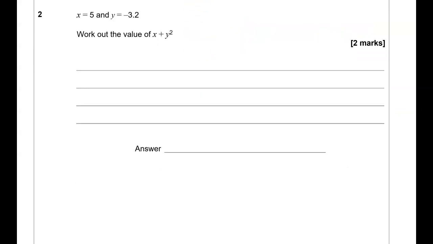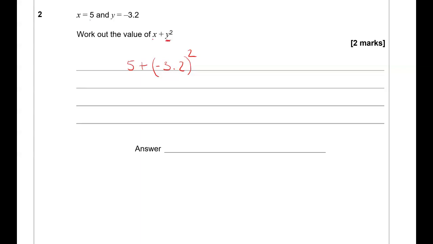x equals 5 and y equals -3.2. Work out the value of x plus y squared. So first we'll replace the letters with their values. So instead of x, we're going to put 5, plus y, which is -3.2. Again, we'll put that in brackets because we've got addition just in front of it, so to not confuse things. And also the whole thing is being squared.